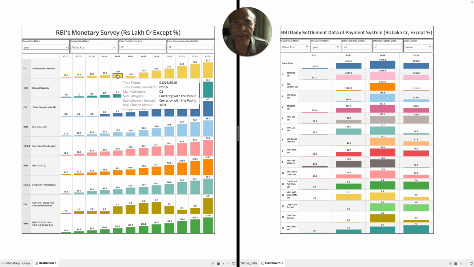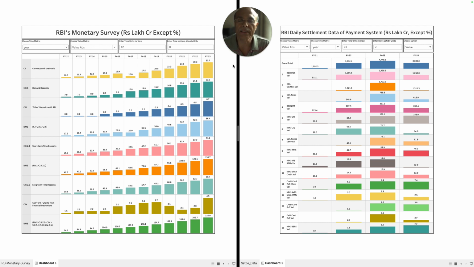These are all hard cash holdings with the public at any point of time, right? Because this is currency with public. Look at this row. This is the dimension that we are looking at. Then, when demonetization happened, it suddenly fell from 15.9 lakh crores to 12 lakh crores, and then it increased sharply. Now it is at 32.7 lakh crores.